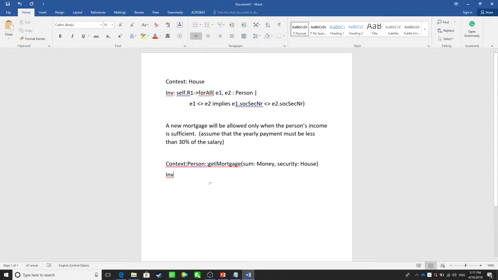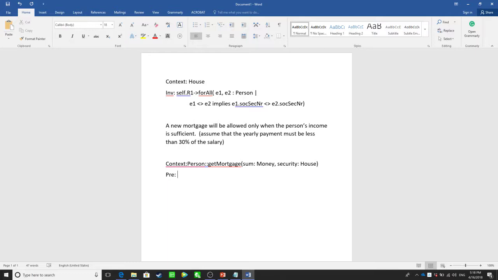Cool. So we want to make sure the mortgage is sufficient. The yearly payment less than 30%. So that's basically a precondition of this operation. You agree? Because we have to check this condition before you execute this get mortgage, right? When we're doing this get mortgage, we check this first. So it's going to be a precondition. I remember how we define precondition, just pre.